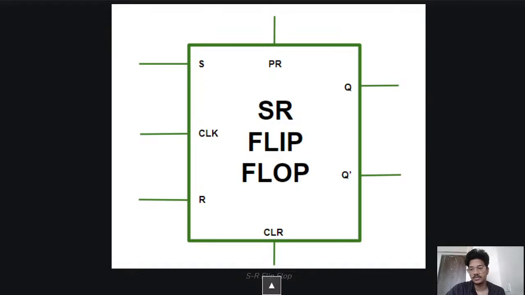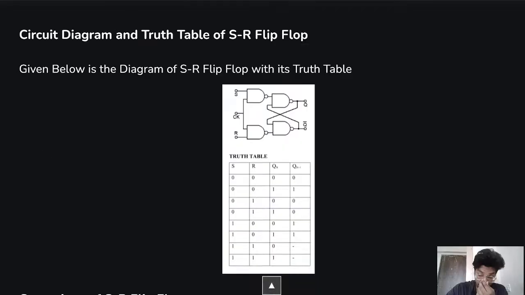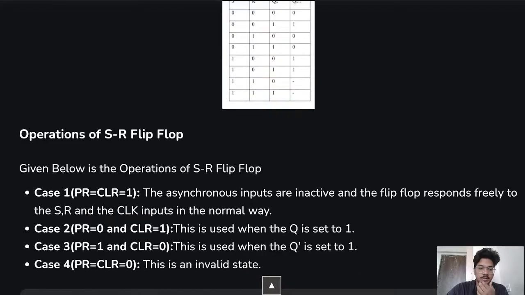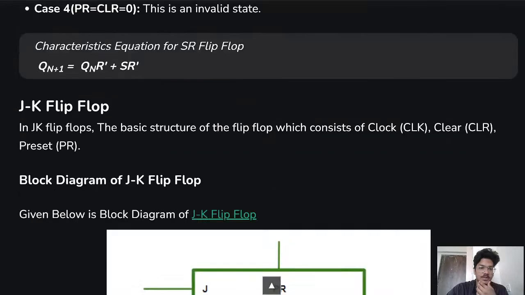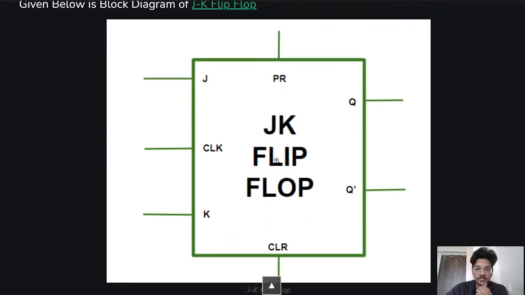Okay, so in latches we see the clock. The logic diagram uses 4 NAND gates. In the JK flip flop, the basic structure of the flip flop consists of the clock, clear, and preset. So JK, preset, clear, everything.